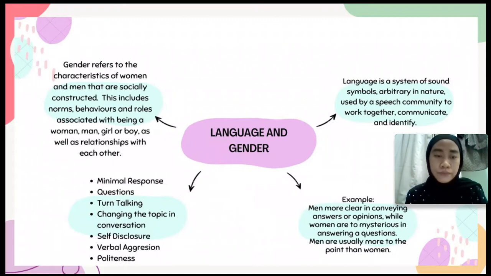And the next is self disclosure. Self disclosure is a process originally defined as telling others about the self. For example, a woman shares her problems and experiences with friends, often to offer sympathy. The woman usually asks her friends about their problems, like what happened to you now, and etc. While a man always keeps the problem and tends to solve it by himself.